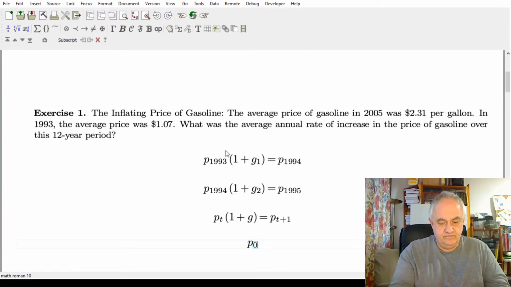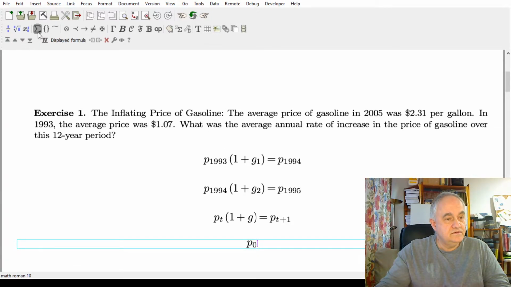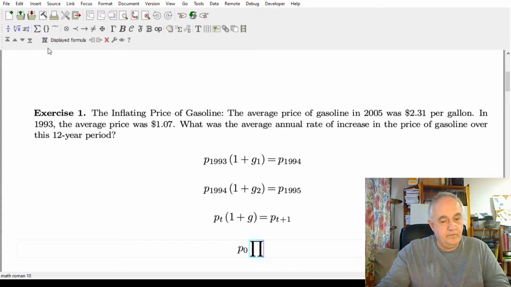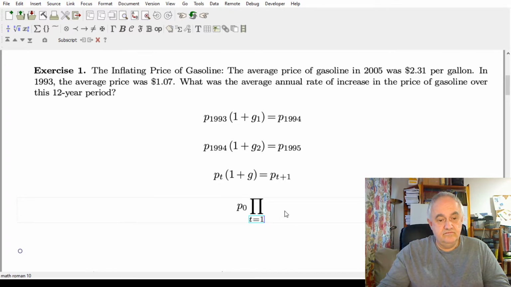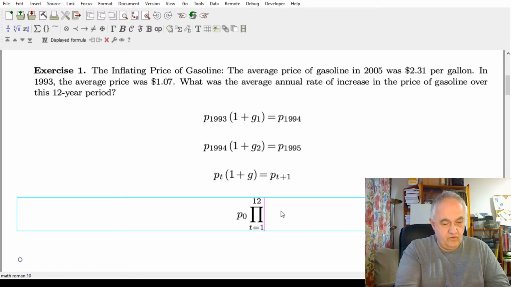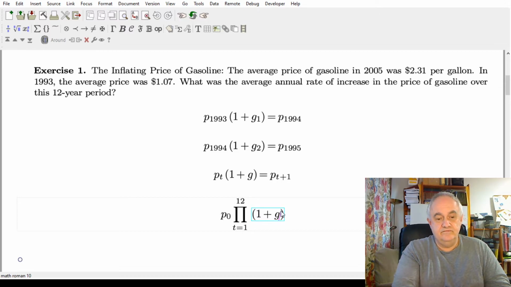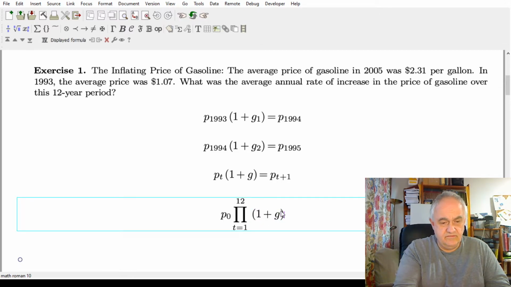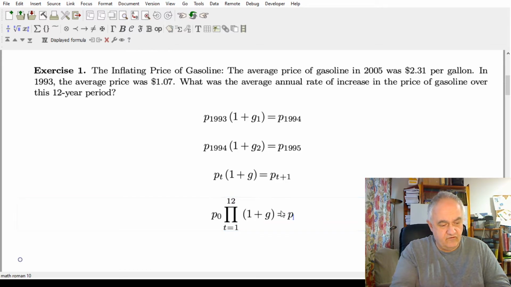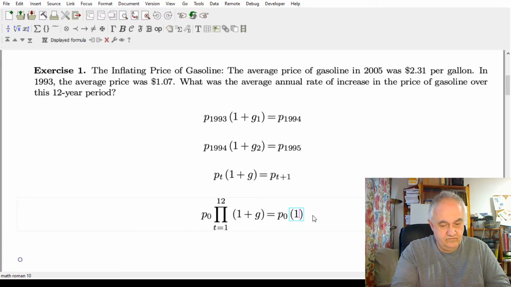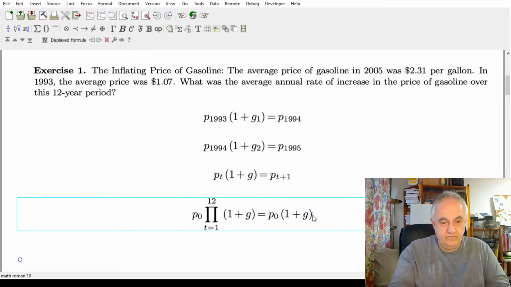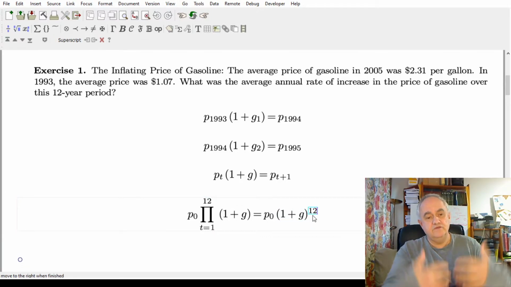P0 times the product from T equals 1 to 12 of 1 plus G. And as G is constant for all these cases, we get this known formula: P0 times 1 plus G up to 12. Okay, so we know all this.